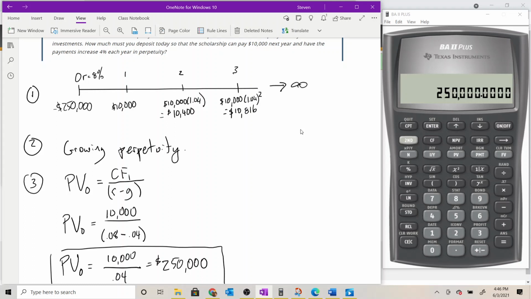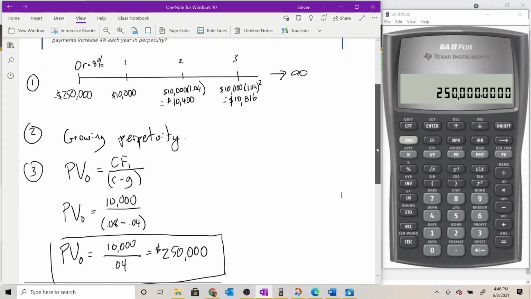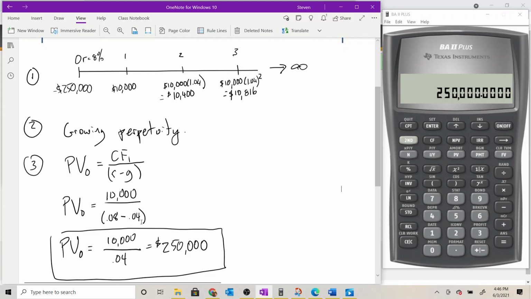But that's it for this one. All we can really use is the formula. The time value money keys on a financial calculator don't know how to deal with an infinite series of cash flows. And then there's no real spreadsheet function for a perpetuity. We would just be having the spreadsheet do the calculation for us that we plugged in by hand here. So that's it.